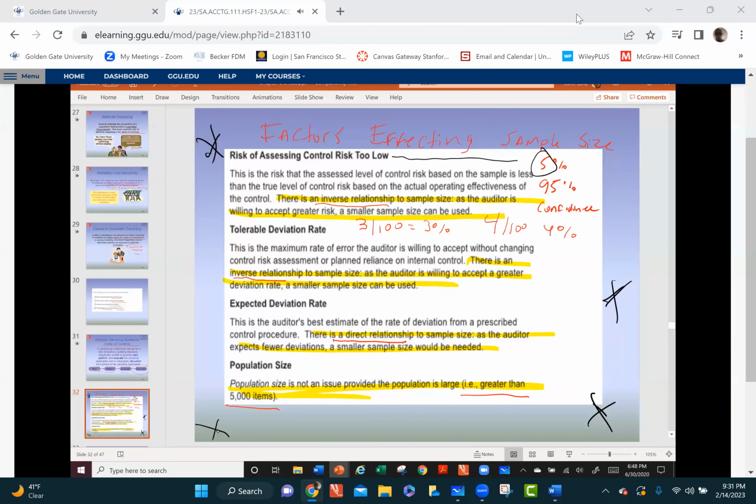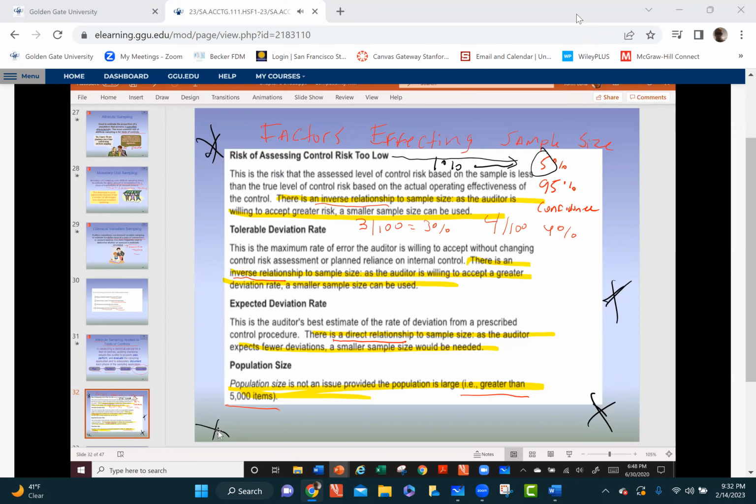You're going to have to increase your sample size, right? If you say, oh, I'm willing to take a little more risk, I'll take a 5% risk of assessing control risk too low. Well, now I've come up in my risk. I've gone from 1% in that example I just gave you to 5%. So I've gone up in my risk of assessing control risk too low. Now I can have a smaller sample size. If I want to go from 5% to 1%, now I need a bigger sample size. And if I want to get this risk of assessing control risk too low down to 0, then I'm going to have to do what? No sample. I'm going to have to look at all the items, right?